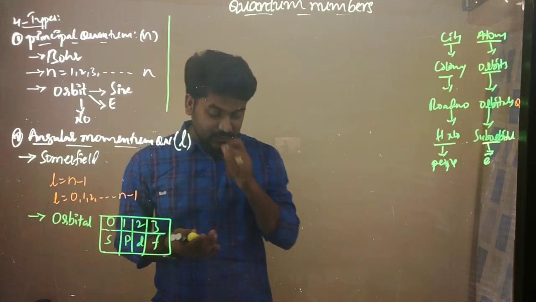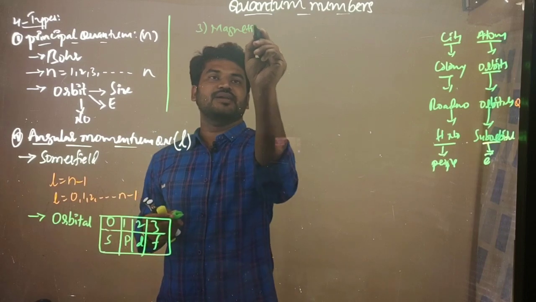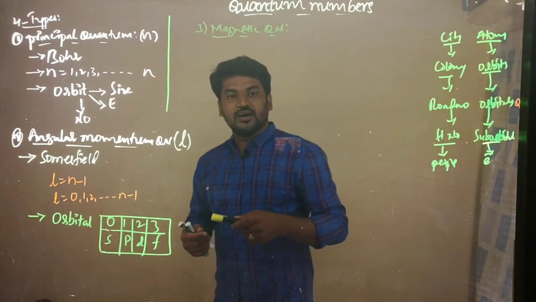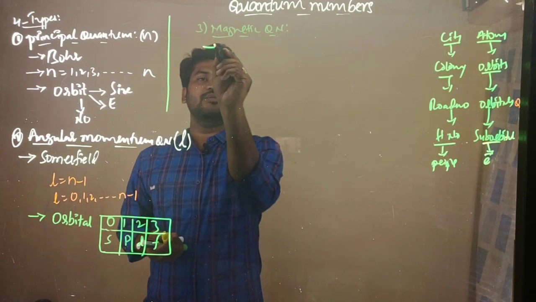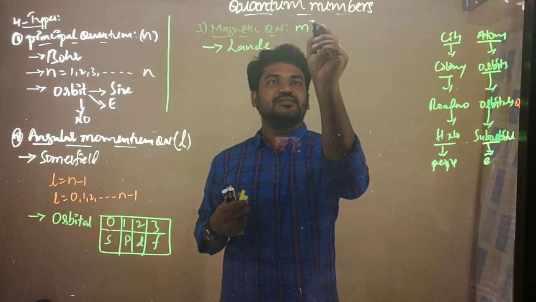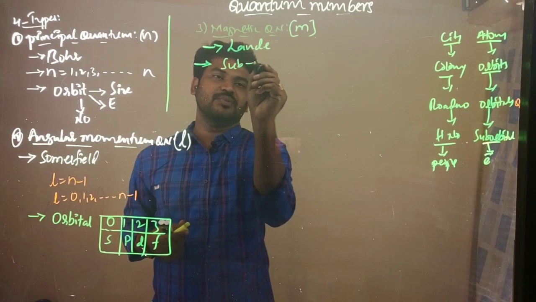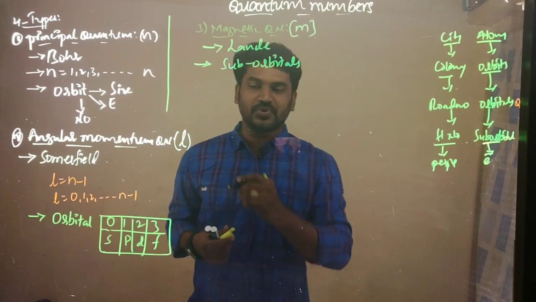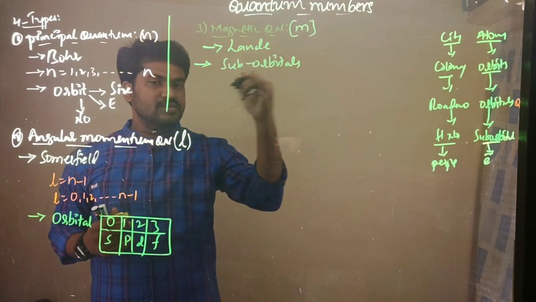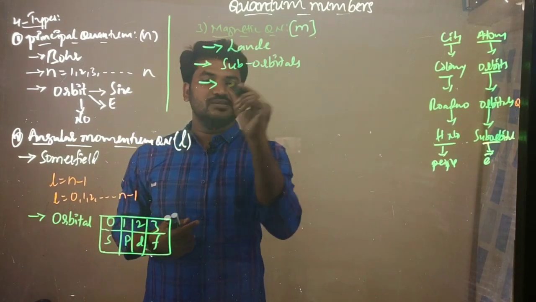Let us discuss one more quantum number, that is the magnetic quantum number. What do you mean by the magnetic quantum number and how does it give the information? The magnetic quantum number was proposed by Landé, and it is denoted by the symbol m. This magnetic quantum number gives the information about suborbitals. As the principal quantum number gives the information about the orbit, and angular momentum about the orbital, the magnetic quantum number gives the information about the suborbital. How the suborbitals are there, and how many suborbitals there are, we will discuss.